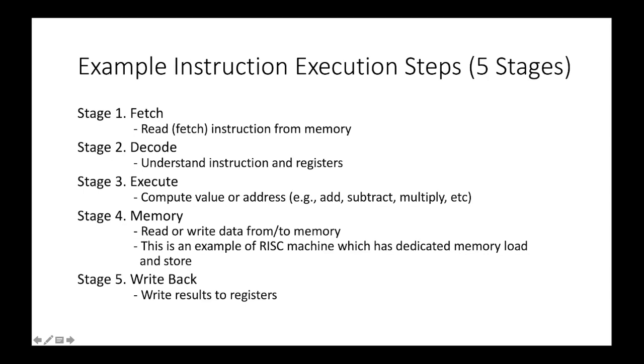The fourth stage is the memory stage. At this stage, the hardware reads or writes data from or to memory. The last stage is write back, and at this stage, the hardware writes results to registers. This is an example of simple RISC processor instruction execution steps. However, modern processors have much more complicated and sophisticated instruction execution breakdowns or stages.